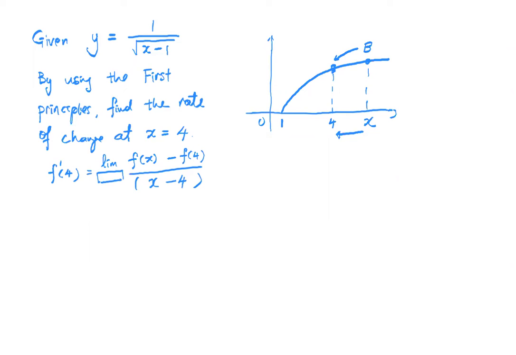Can or not? Do I have the right to do so? Answer is yes. So as B moves closer to A, x moves closer to 4. So down here, what should I write? I should write x approaches 4. Then I start to work it out. So now you try to use this and work it out. It's the same thing.